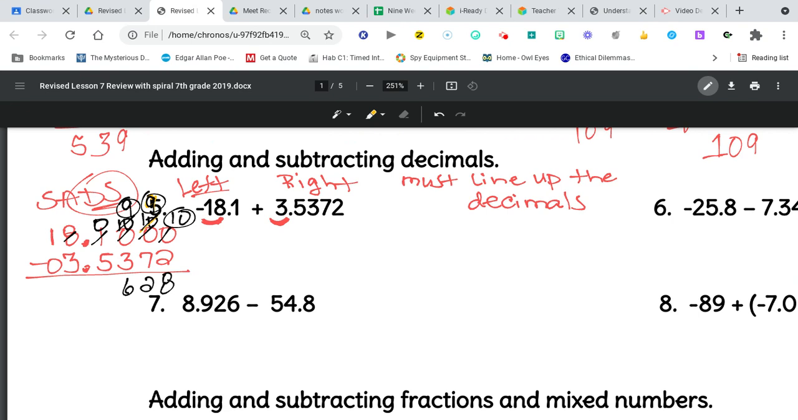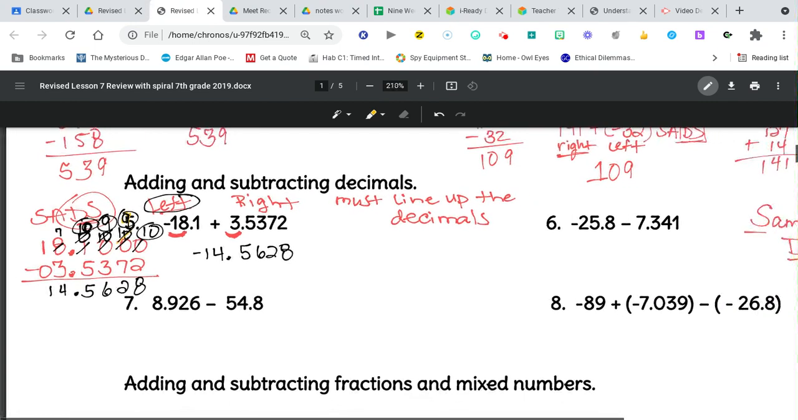So let's regroup again. Borrow from the 8, make it a 7. And that 0 can become a 10. So now I have 10 minus 5, which is 5. 7 minus 3, which is 4. And then 1 minus 0, which is 1. And of course, it's more to the left. So this is my answer, negative 14 and 5,628 10,000s.